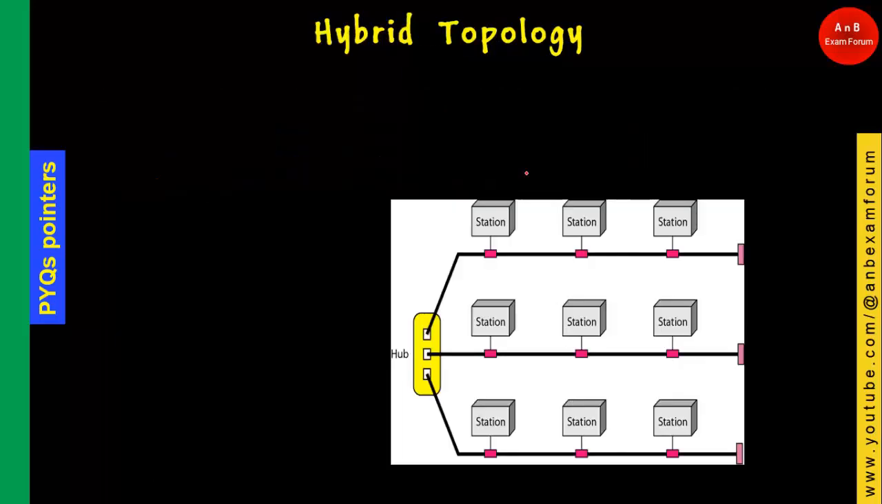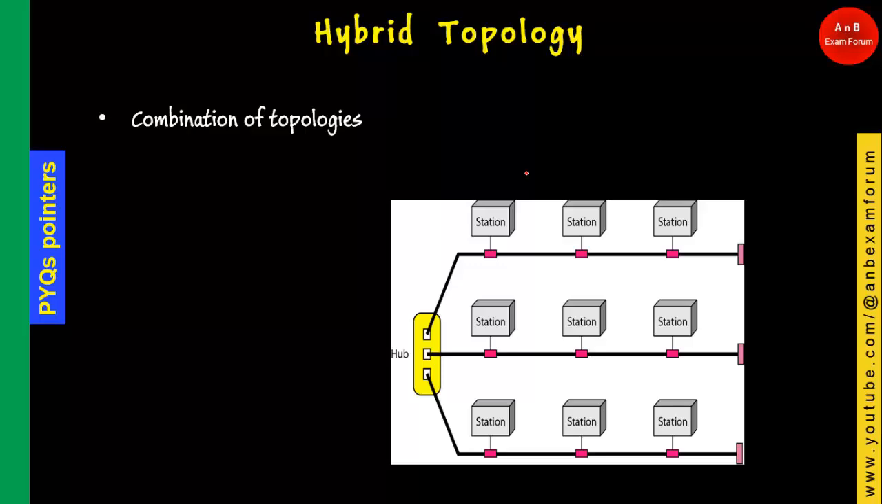The next one is the hybrid topology. As the word suggests, it is going to be a combination of topologies. Okay, it can be a star with a bus. So as you can see, this is my star topology, since star topology uses a central hub, and the bus uses multi-point connectivity. So here it is a combination of both star and bus. Okay, it can be other topologies also.